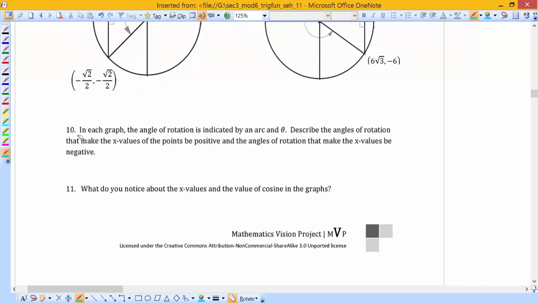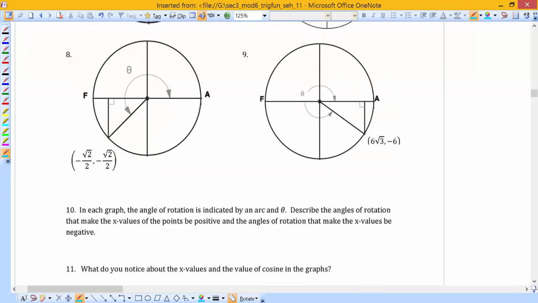So 10. In each graph, the angle of rotation is indicated by an arc and theta. Describe the angles of rotation that make the x value of the points be positive and the angles of rotation that make the x values be negative. I would really just like you to find the angles of rotation here, find theta.